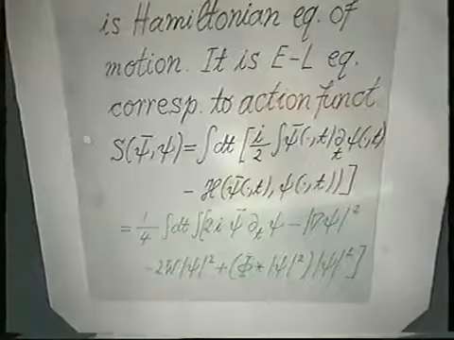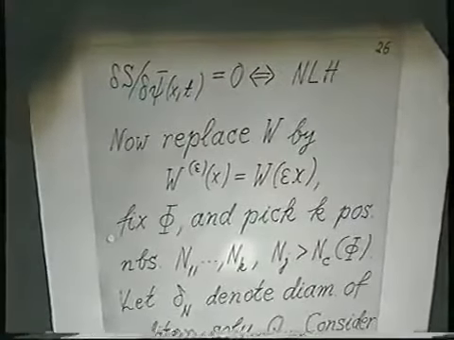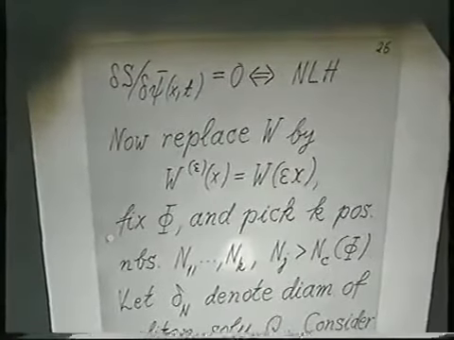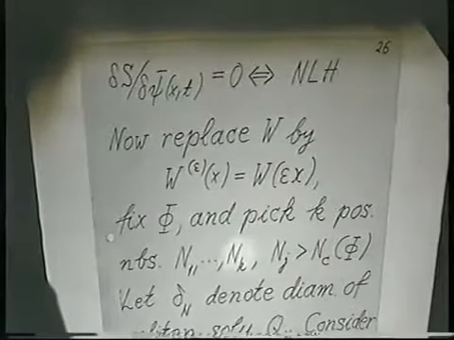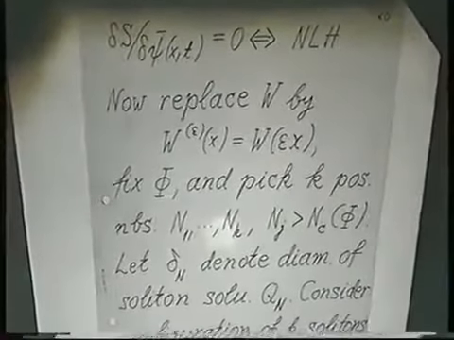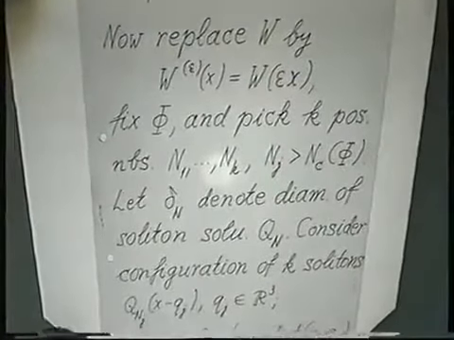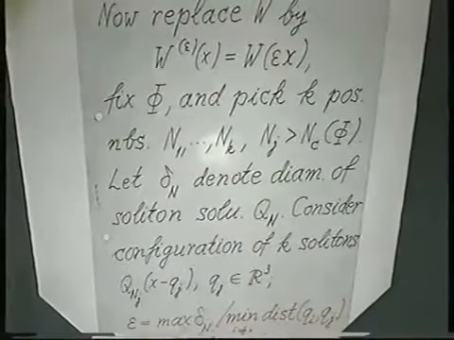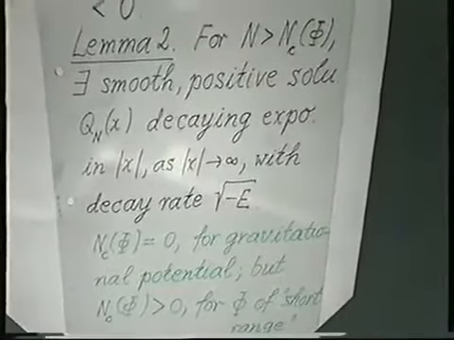We will replace the external potential. We will make it very shallow. We will replace W by W epsilon, which is defined to be simply W of epsilon times x. We fix the two-body potential, and we pick k positive numbers, N1 up to Nk, such that every Nj is big enough for a non-trivial minimizer to exist in the sense of lemma 2, which I didn't discuss very much.